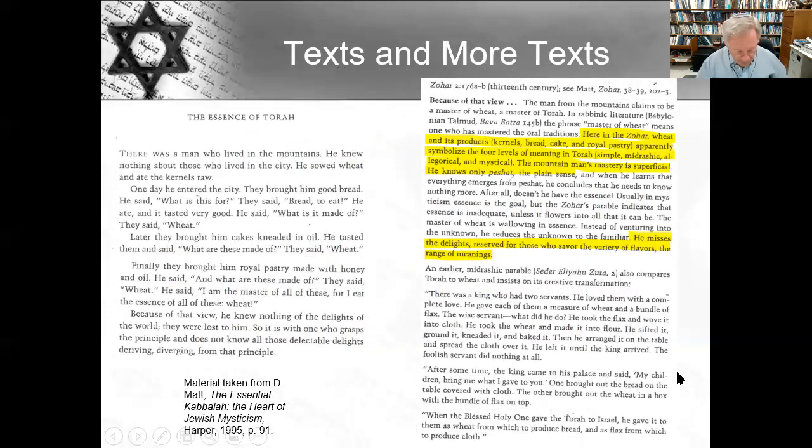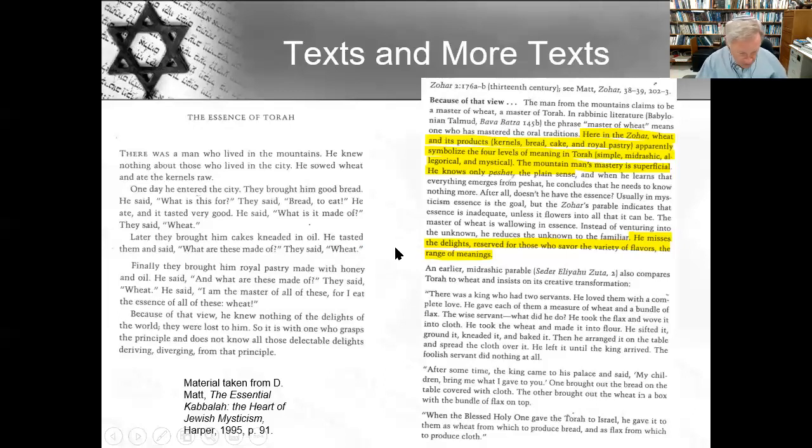This is from the Zohar, one of Danny Matt's translations. There was a man who lived in the mountains. He knew nothing about those who lived in the city. He sowed wheat and ate the kernels raw. One day he entered the city. They brought him good bread. He said, what is this for? They said, bread to eat. He ate, and it tasted very good. He said, what's it made of? They said, wheat. Later, they brought him cakes kneaded in oil.